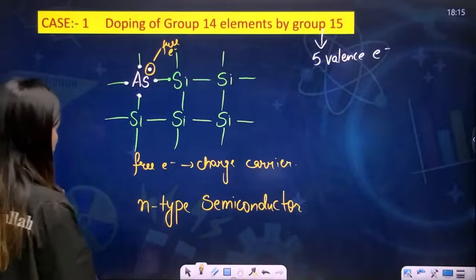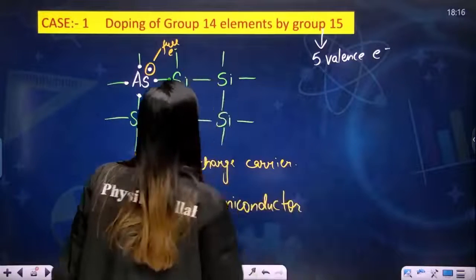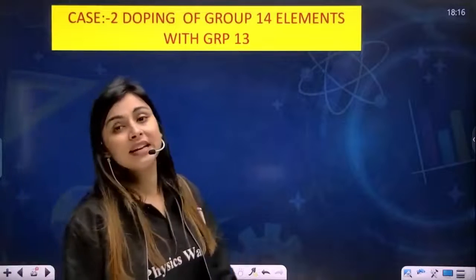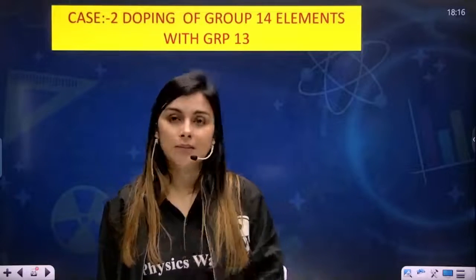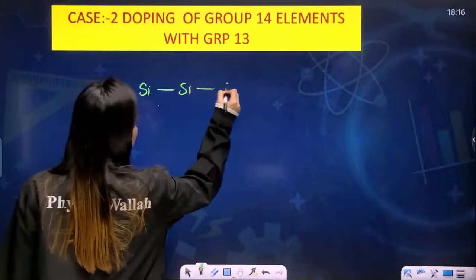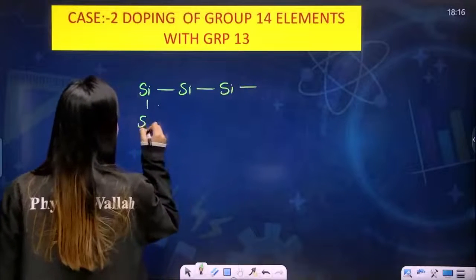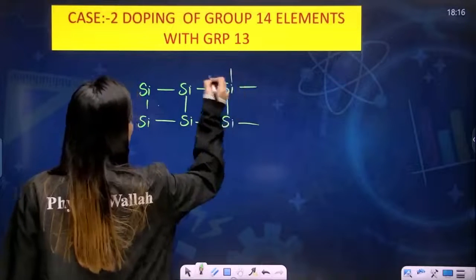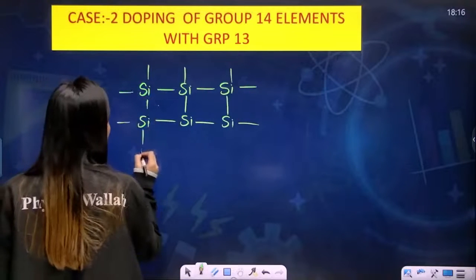Perfect. Now let's try and understand the second case, which is, now we are doping the group 14 element with a group 13 element. Okay, so again, I have the silicon. That is my semiconductor. I know that they have 4 valence electrons, and all the 4 valence electrons are used in forming the bond.